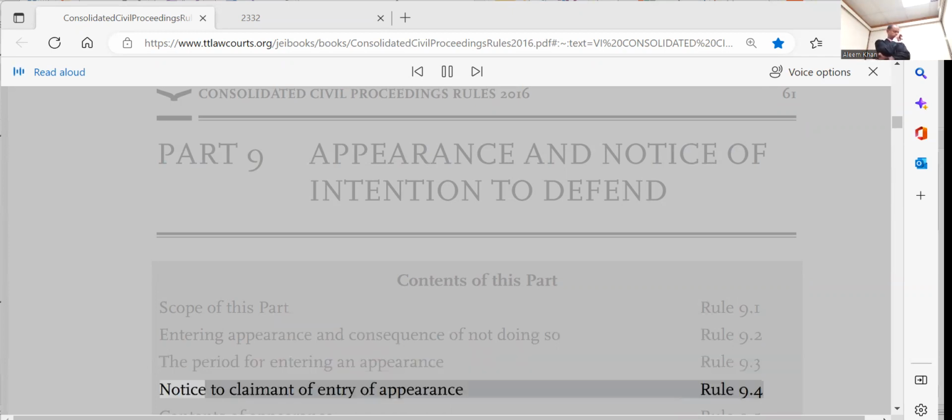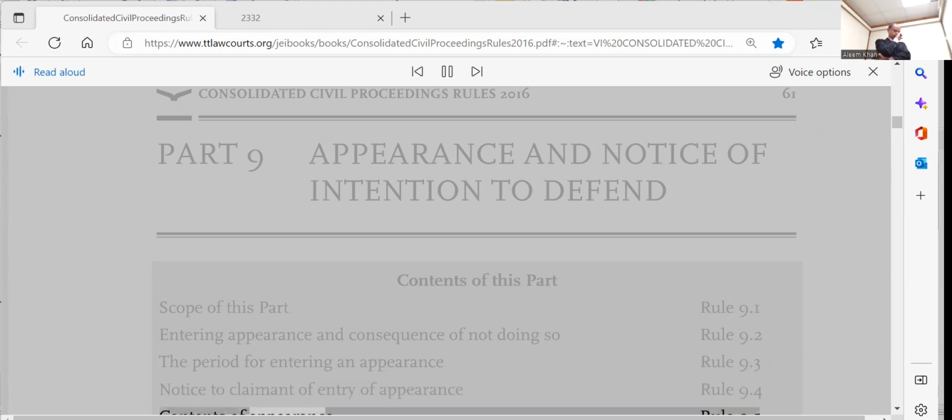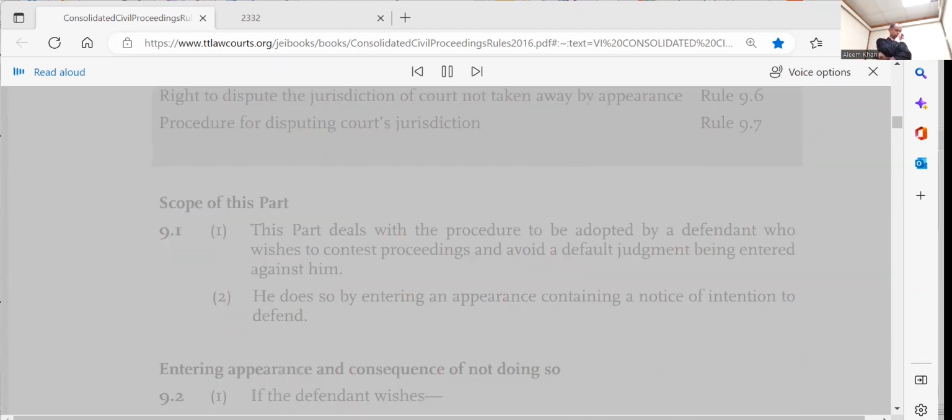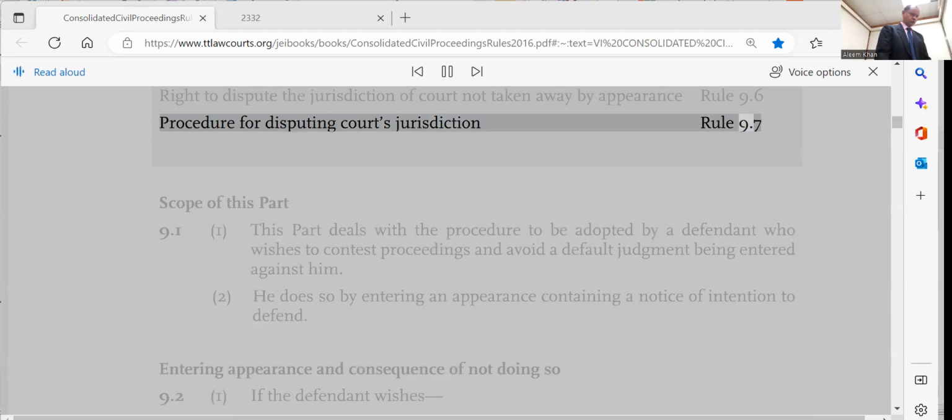Rule 9.3 Notice to claimant of entry of appearance. Rule 9.4 Contents of appearance. Rule 9.5 Right to dispute the jurisdiction of court, not taken away by appearance. Rule 9.6 Procedure for disputing court's jurisdiction. Rule 9.7 Scope of this part.